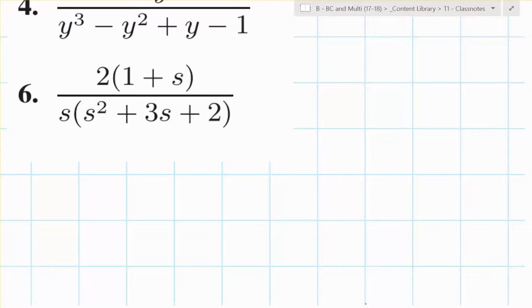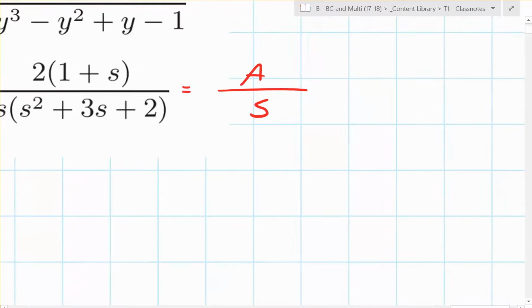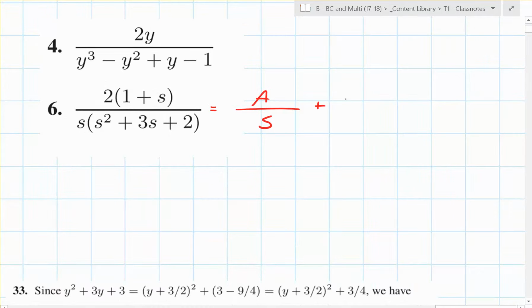Integrate this? Or what's it asking you to do? Just split it. Just separate it out. So what are you trying to separate it out into? A over S plus B over S plus... C over S squared plus 3S plus 2.